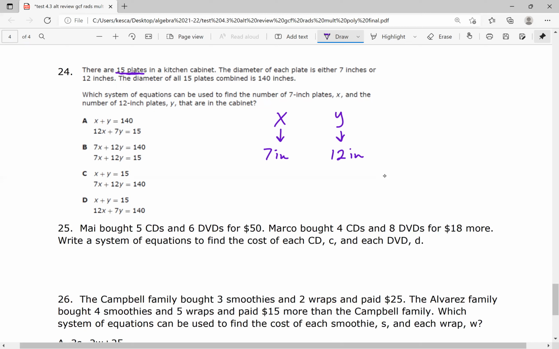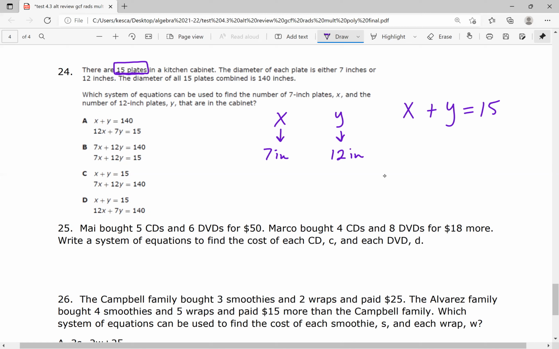So now let's go back here. It said altogether we have what? 15 plates. And that's going to be a combination of the 7-inch and the 12-inch. We just don't know how many of each, right? So there's your first equation. The 7-inch plates, X, plus however many 12-inch plates, Y, all together is equal to 15 plates. So that's one equation. Go through and look at these, and if you don't see X plus Y equals 15 in some kind of format here, then you can get rid of it.